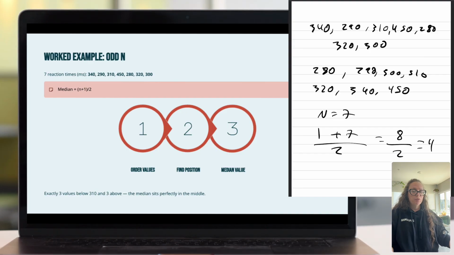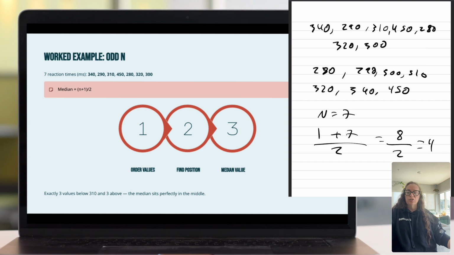Some of you might be looking at that formula and wondering, where does the plus 1 come from? Why isn't it just n divided by 2? And this is worth understanding, right? Don't just memorize formulas, understand why they work. We count positions starting at 1, not 0. The first value is position 1, the second value is position 2, and so on.